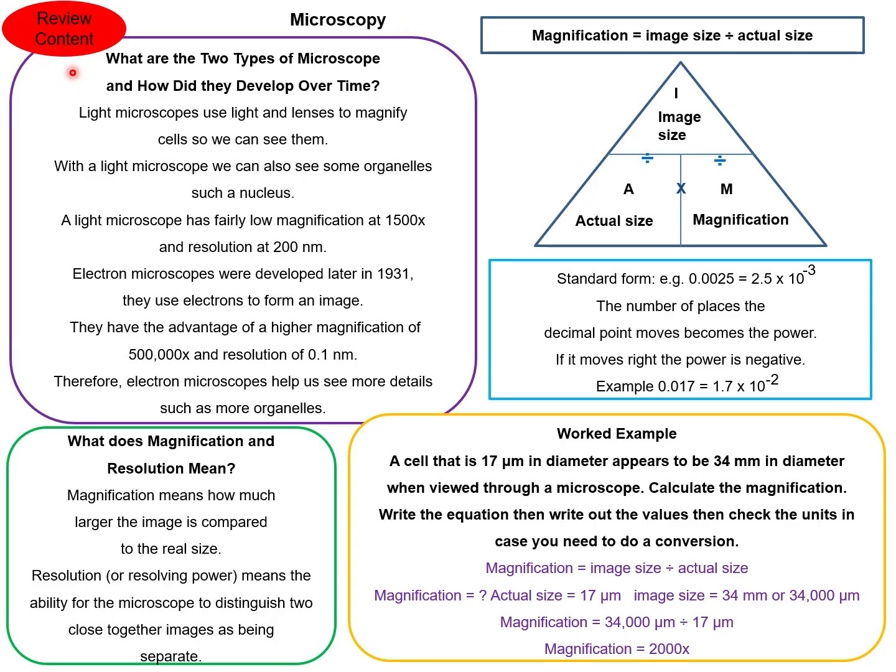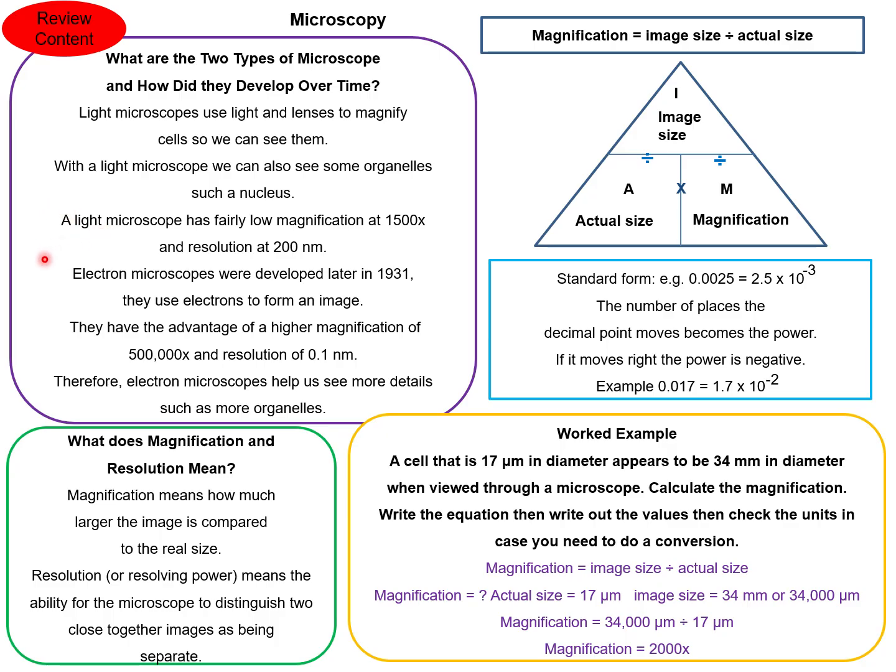So light microscopes use light and lenses to magnify cells so we can see them. With a light microscope, we can also see some organelles such as a nucleus. A light microscope has fairly low magnification at 1,500 times and a resolution at 200 nanometers.